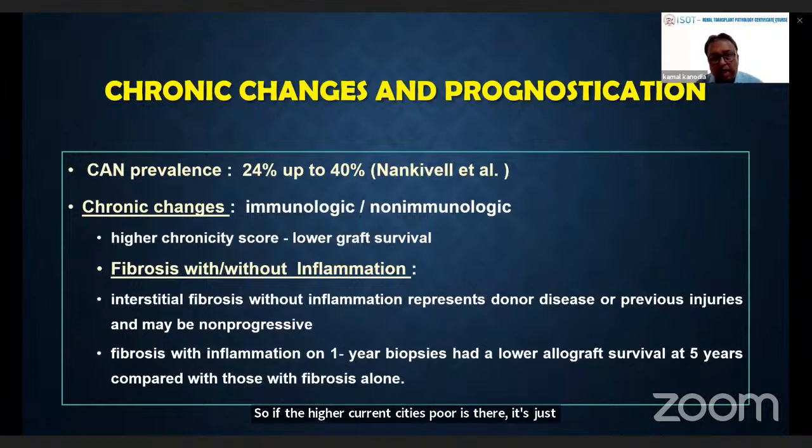Now the thing is whether the fibrosis is associated with inflammation or not. If interstitial fibrosis is not associated with inflammation, only fibrosis is there, it represents donor disease or previous injuries and may be non-progressive. So the survival of the graft is quite good compared to when the fibrosis is associated with inflammation. And on a 1-year post-transplant biopsy, if we don't see fibrosis with inflammation, the graft survival at 5 years is quite better than when only fibrosis is there.